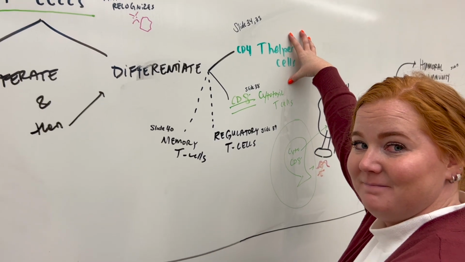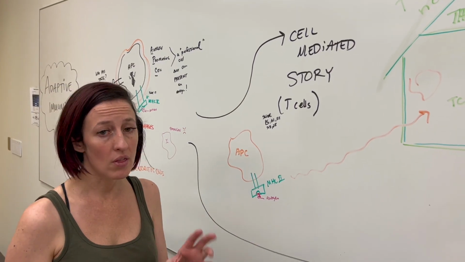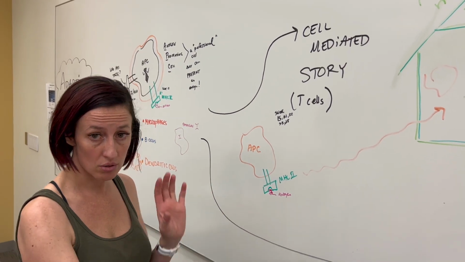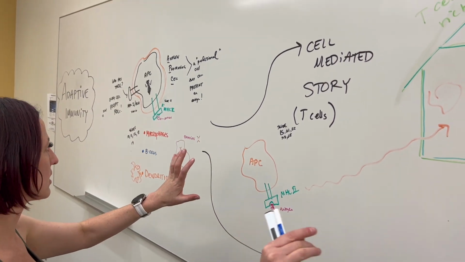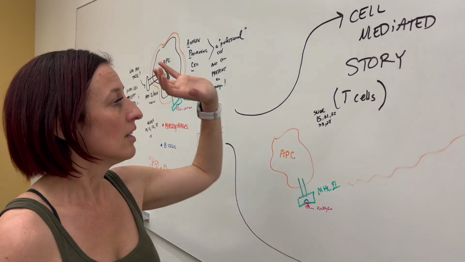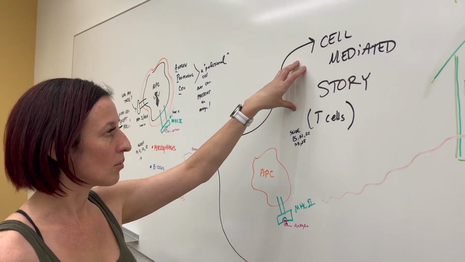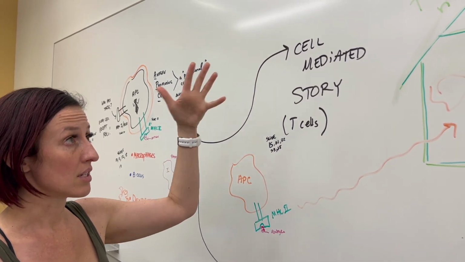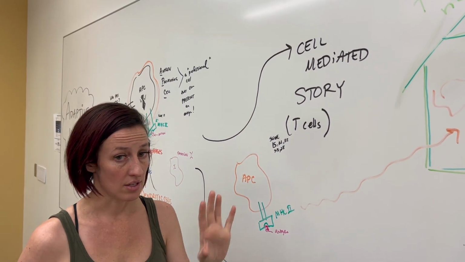Okay, so one thing that's important to differentiate between these two parts of adaptive immunity. So when we talk about the cell-mediated story or the cell-mediated response, we're talking about things that involve the T cells.